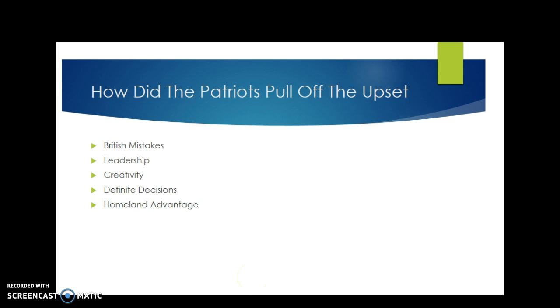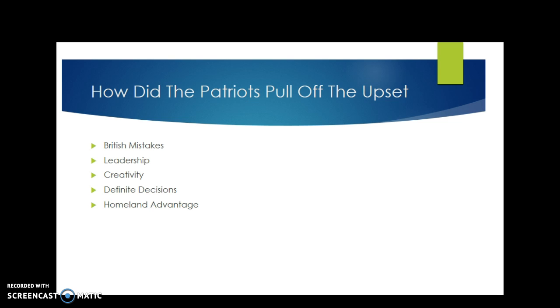So how did the Patriots pull off this upset? They took advantage of many, many British mistakes. The British were undisciplined, lazy, and sloppy throughout this conflict, and the Americans took advantage. We had tremendous leadership with George Washington. He was able to motivate and get the men together and use tremendous strategy to take advantage of British mistakes.